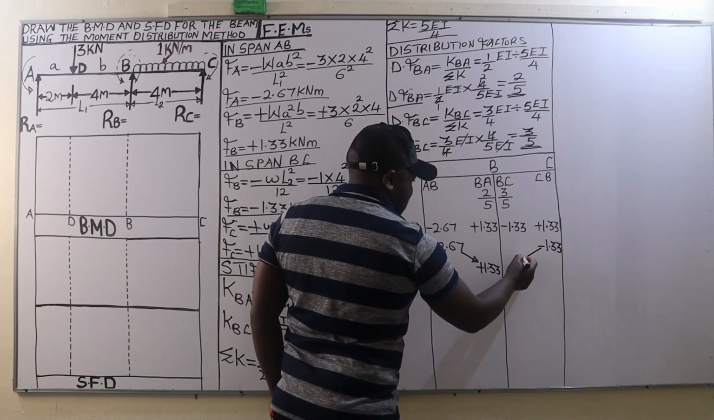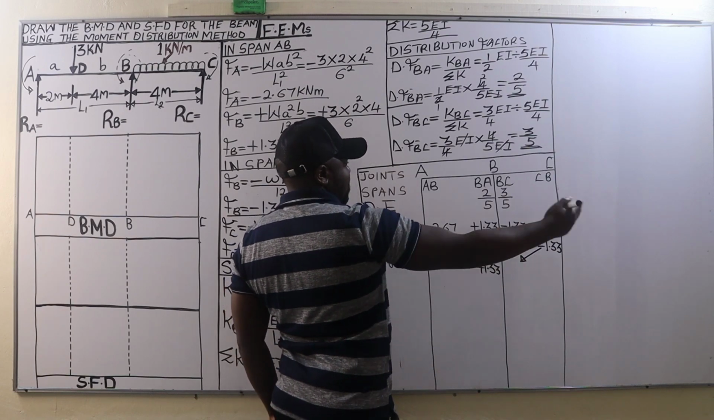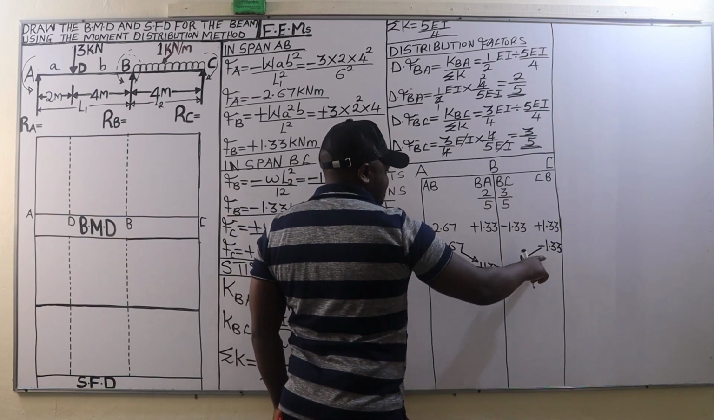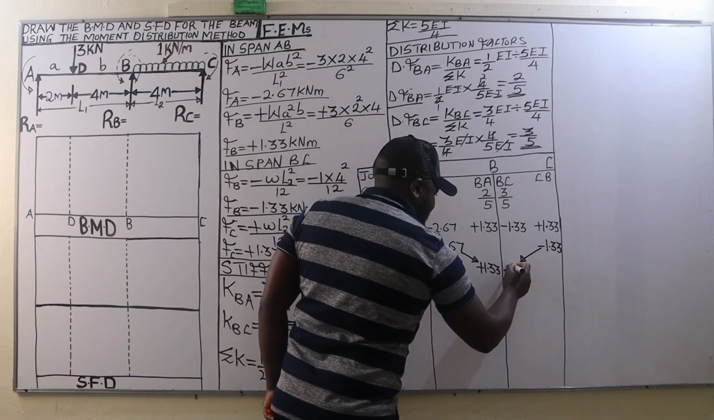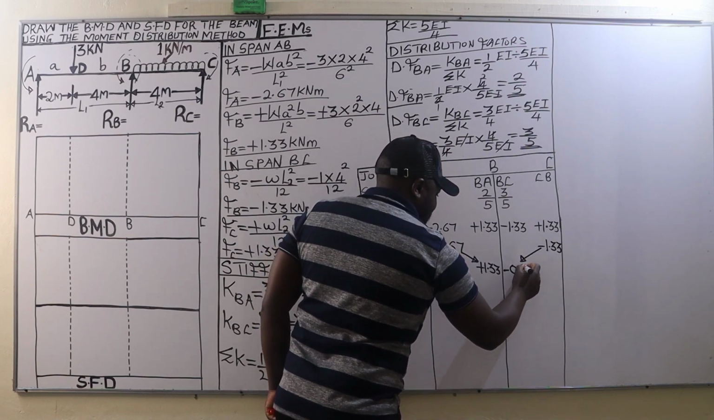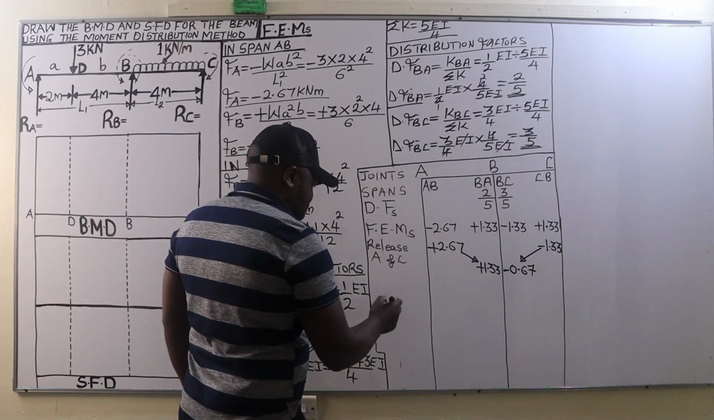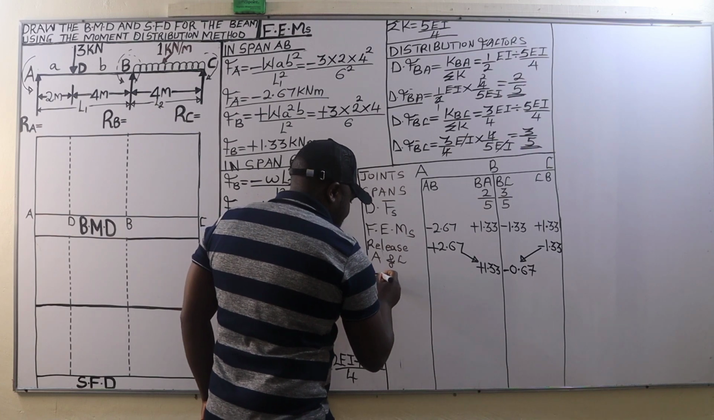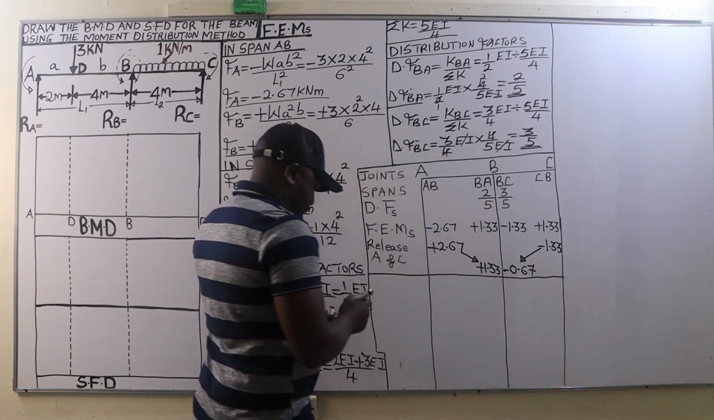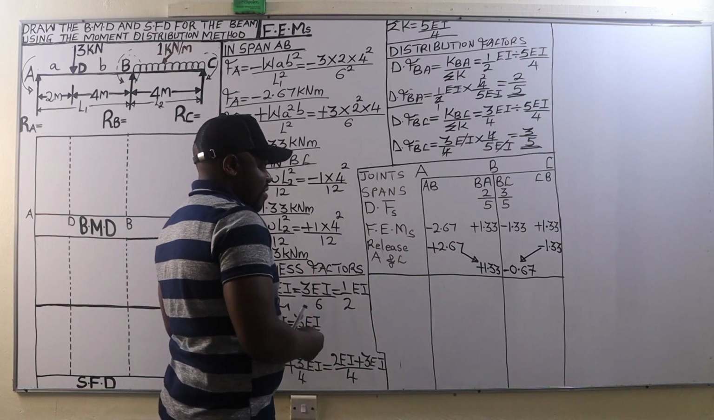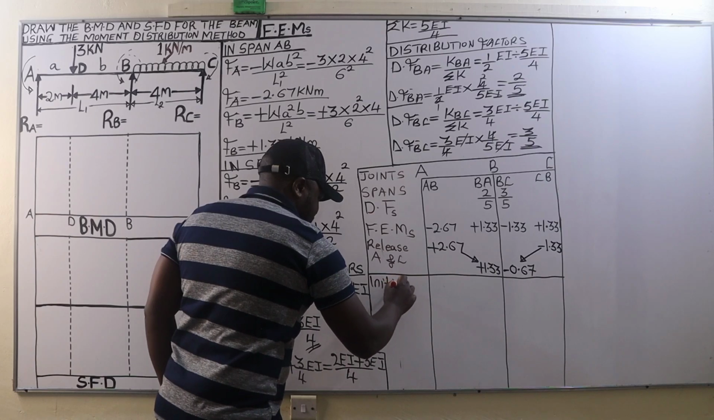Then we do the same on this side. We carry half of this moment to joint B, but on the span B to C. And half of 1.33 is 0.67. So we are going to have negative 0.67. And then from there, after carrying over, you are now going to have the initial moments.